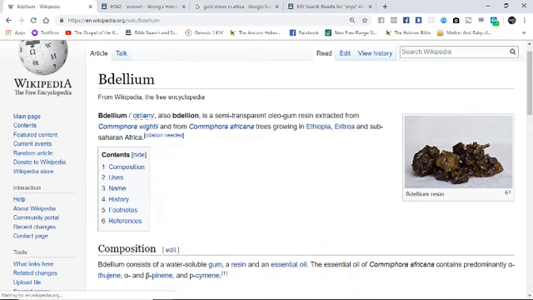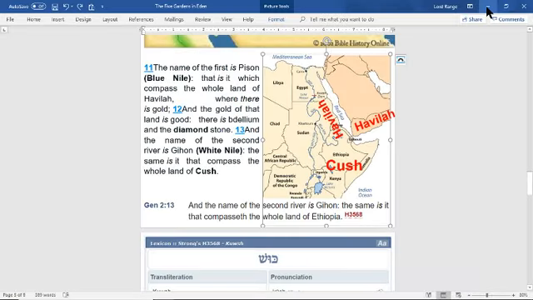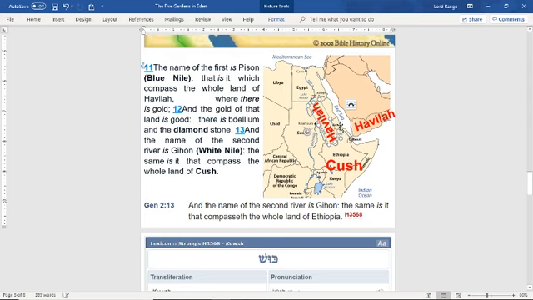So now I'm going to go back. One of the reasons that you know Havilah is in Africa is because bdellium only grows in Africa. It is a natural resource of Africa. And again, it said Ethiopia and Eritrea. I'll move this forward really quick so you can see there's that Eritrea right there. So you have the gold, you have the bdellium.